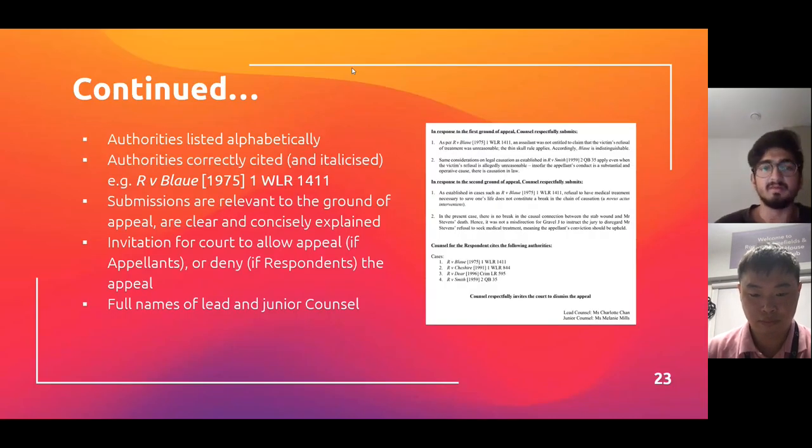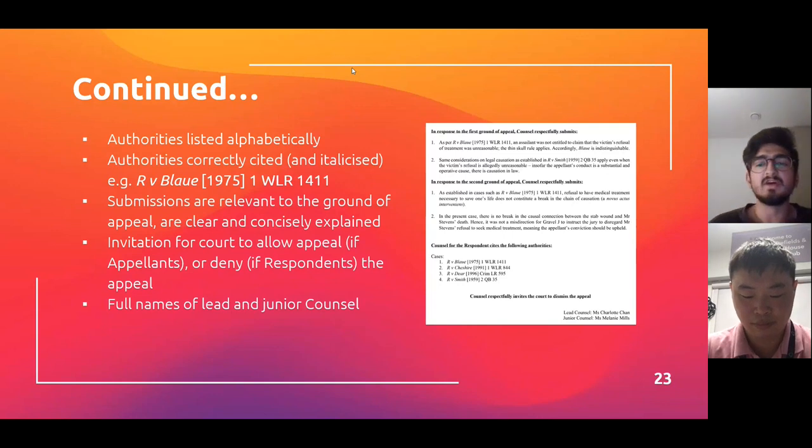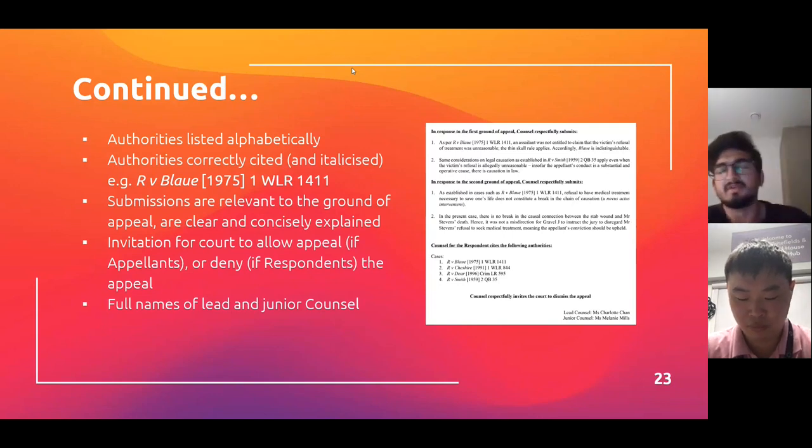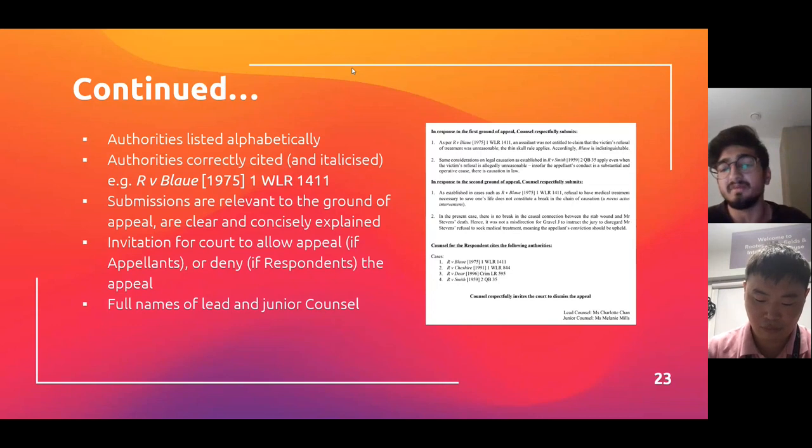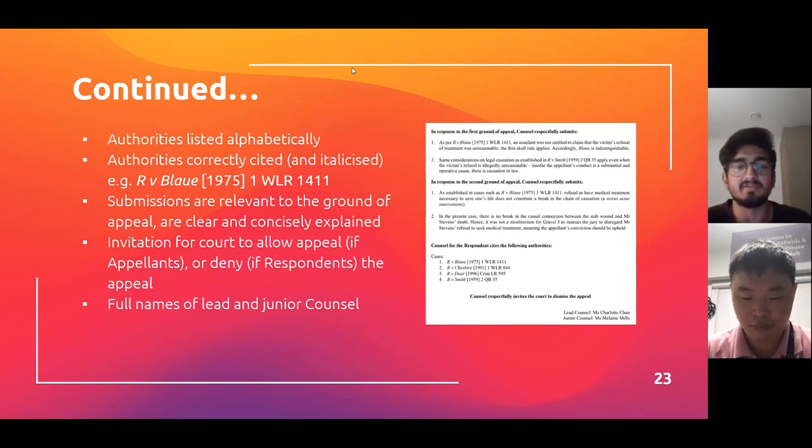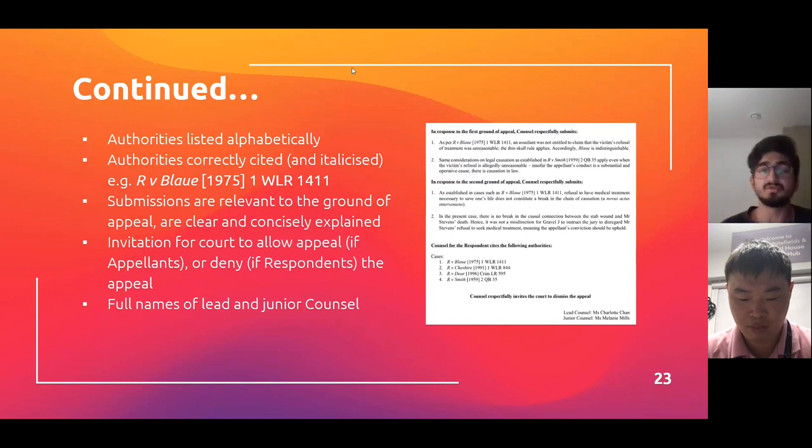Going forward, with listing your authorities, a good thing, particularly if you're using cases and statutes, is to create two separate subheadings. So you can have cases under one subheading, and then obviously your statutes under a separate subheading. This way it avoids any confusion, and because presentation is something we look out for and like to give marks for, making things as clear as possible but also coherent is very important. So make sure to list everything in alphabetical order.